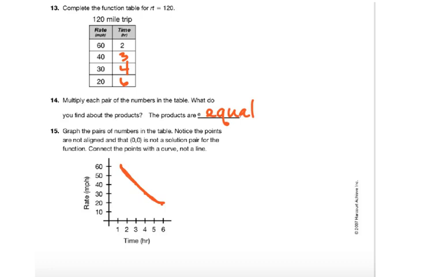Okay, so you can't see it very well on here, but when we connect the points, it is a curve and not a line. We're never going to be over here at 0, 0. It's never going to be a solution. Our inverse variation is going to be a curve and never a line.